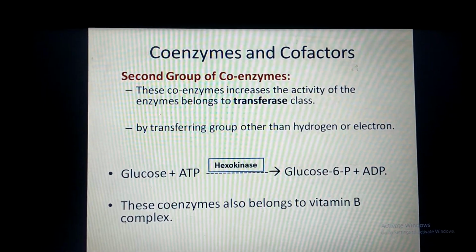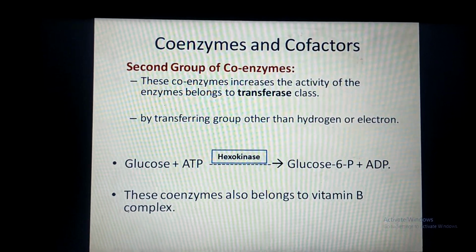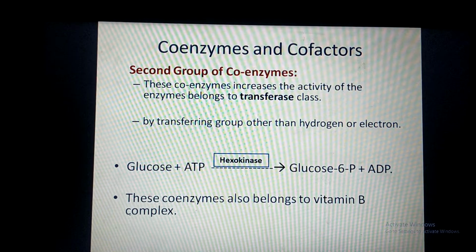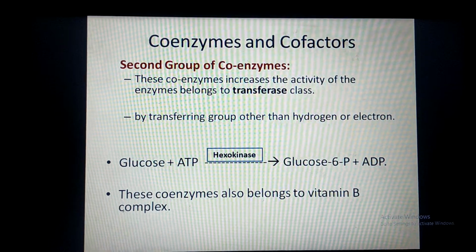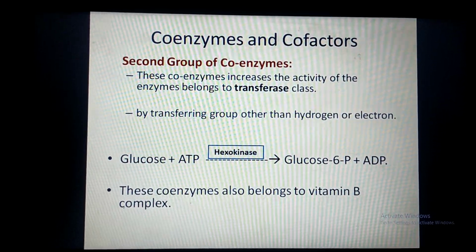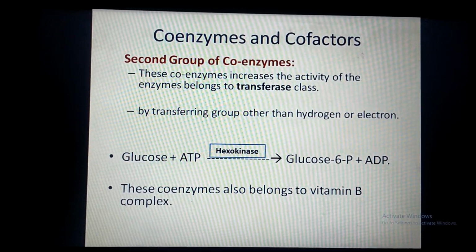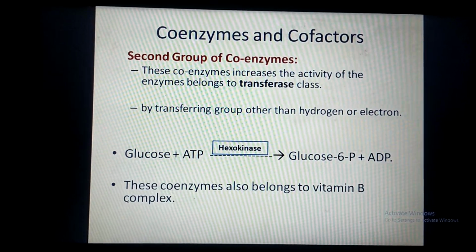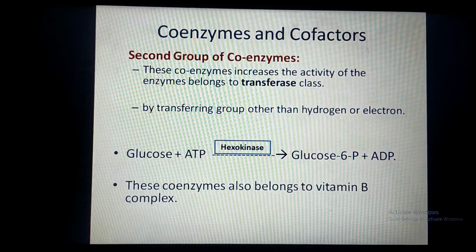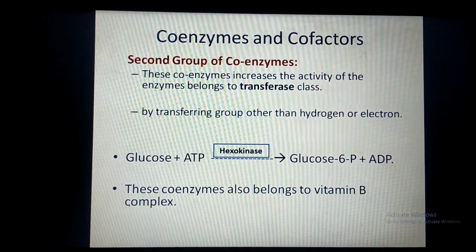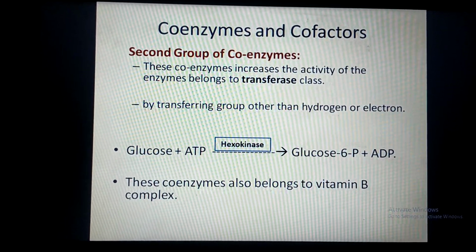The second group of coenzymes increases the activity of enzymes belonging to the transferase class. And how do they increase the activity? By transferring a group other than hydrogen atoms or electrons. In the first group we have seen the coenzymes which increase the activity of the oxidoreductase class by transferring hydrogen atoms or electrons. Here, the second group increases the activity by transferring a group except hydrogen atoms and electrons.